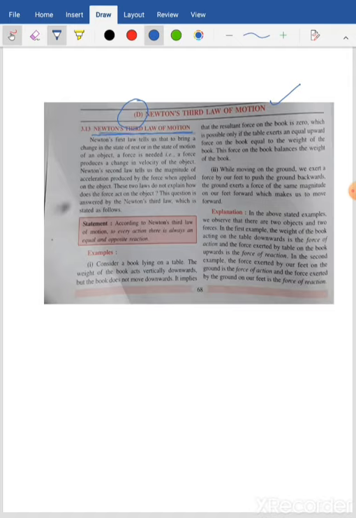Let's begin. Newton's first law tells us that to bring a change in the state of rest or state of motion of an object, a force is needed. That is, force produces change in velocity of the object. That was what we learned in the first law. Then in Newton's second law, we learned the magnitude of acceleration produced by a force when applied on an object. So we learned these two laws. In the first law, force is needed to change the state of rest or state of motion. In the second law, we learned that the rate of change of linear momentum is directly proportional to the applied force.